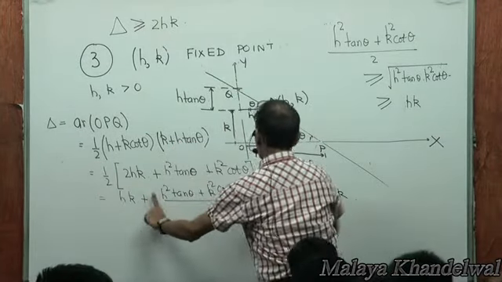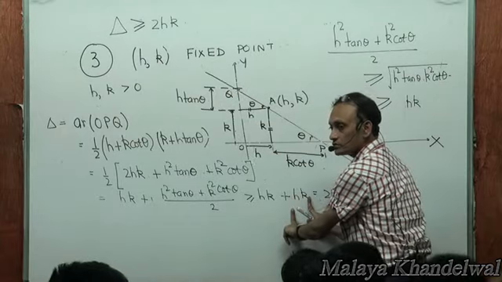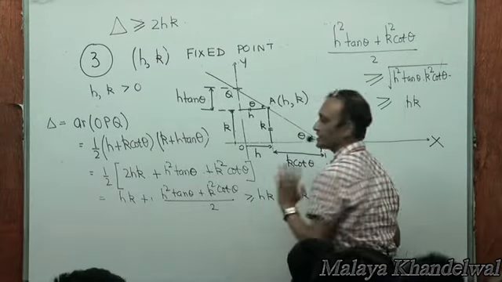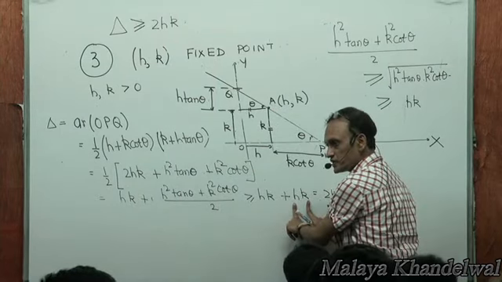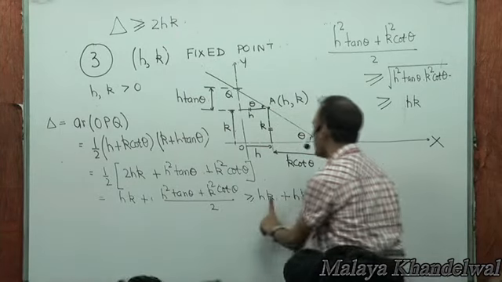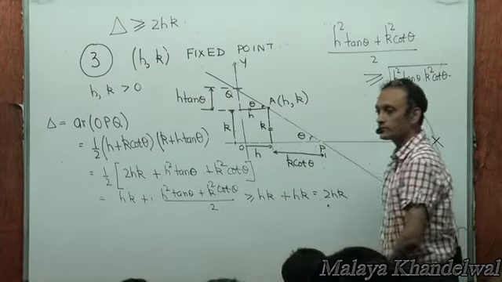Forget this. Is this not greater than or equal to this? Add HK to both sides. Isn't it? This is greater than or equal to this, which we established using the AM-GM inequality. Add HK to both sides. Clear?